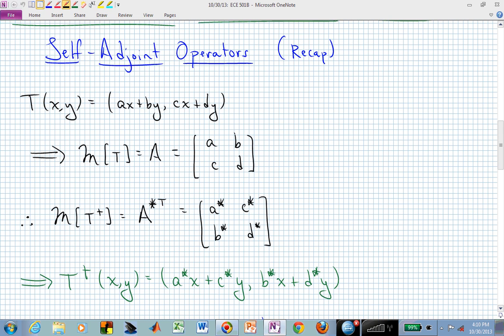You should be comfortable going back and forth between this notation for T as a linear map and its matrix representation, because you may want to do the matrix representation in MATLAB numerically to compute or play with all of these operations or concepts that we're discussing.